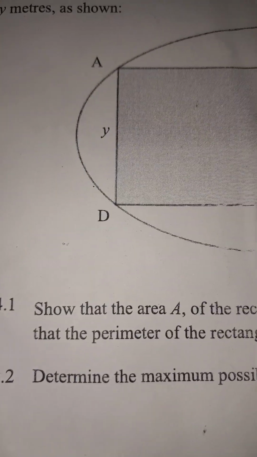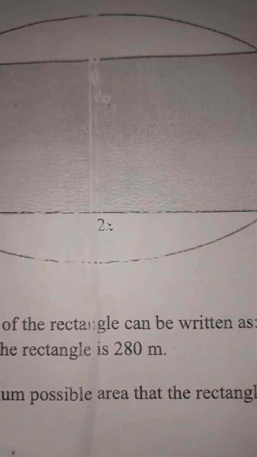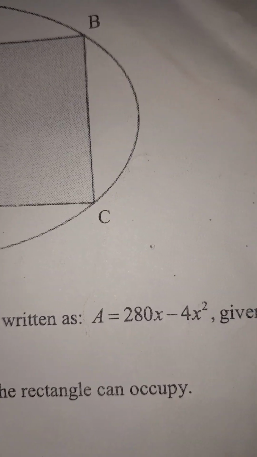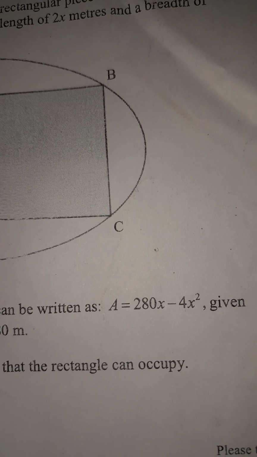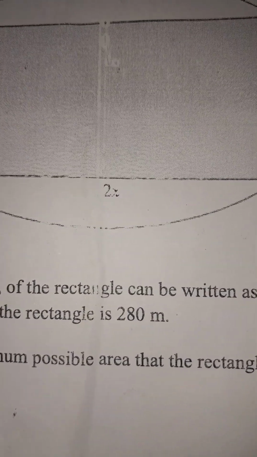So let's go. At 1.4.1, show that the area A of the rectangle can be written as 280x minus 4x squared, given that the perimeter of the rectangle is 280 meters. So we need to show that the area is given as this. Okay, so to make things simpler, guys, we are told that it is given that the perimeter is equal to 280 meters.